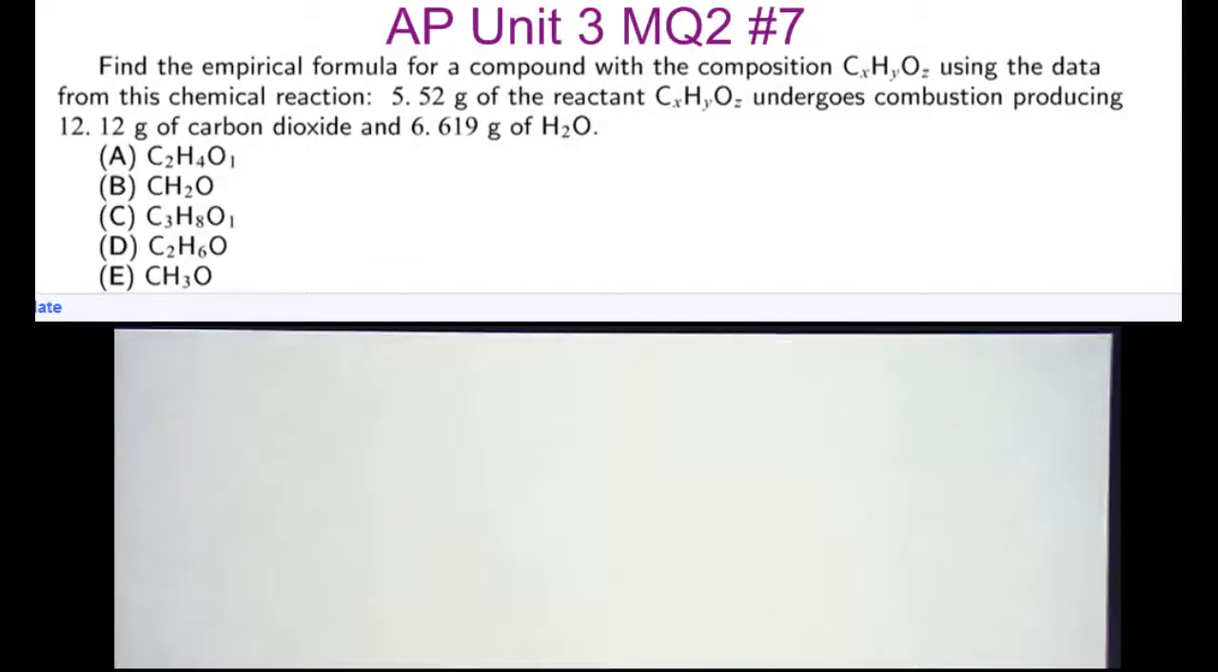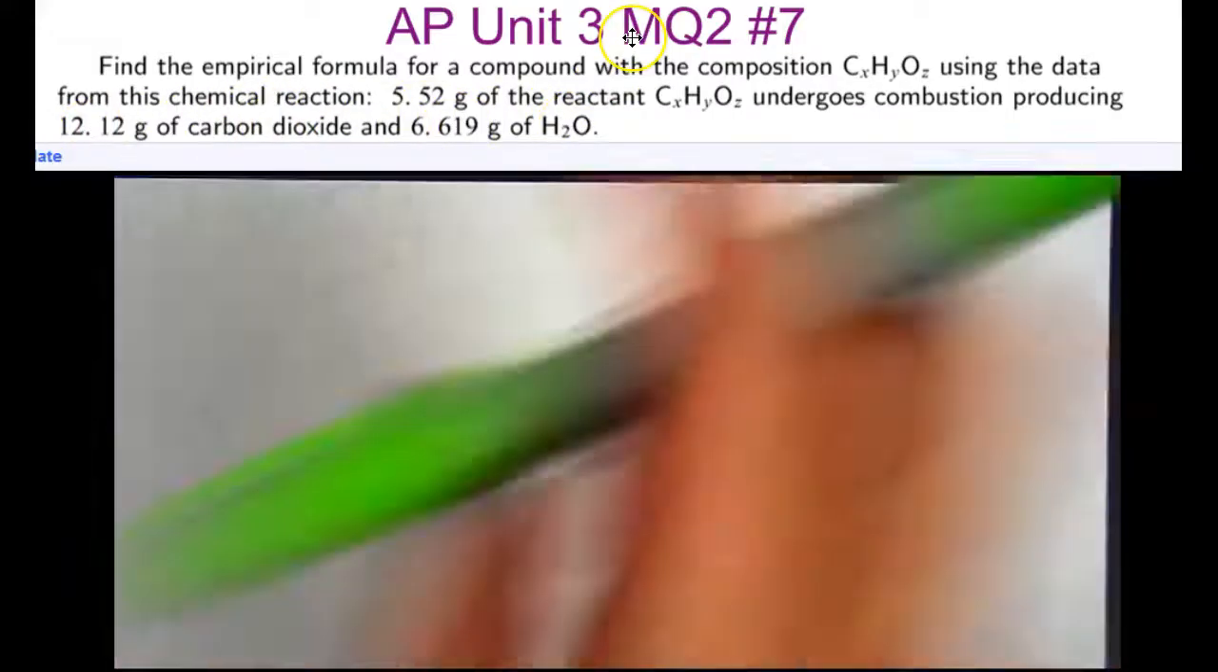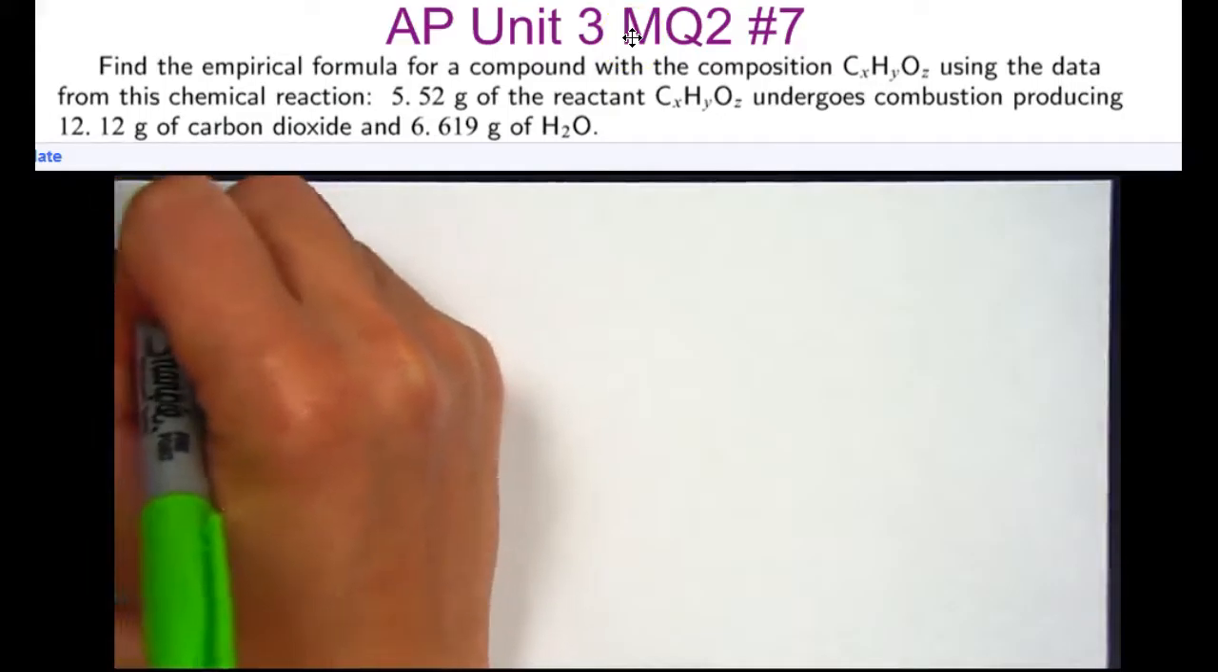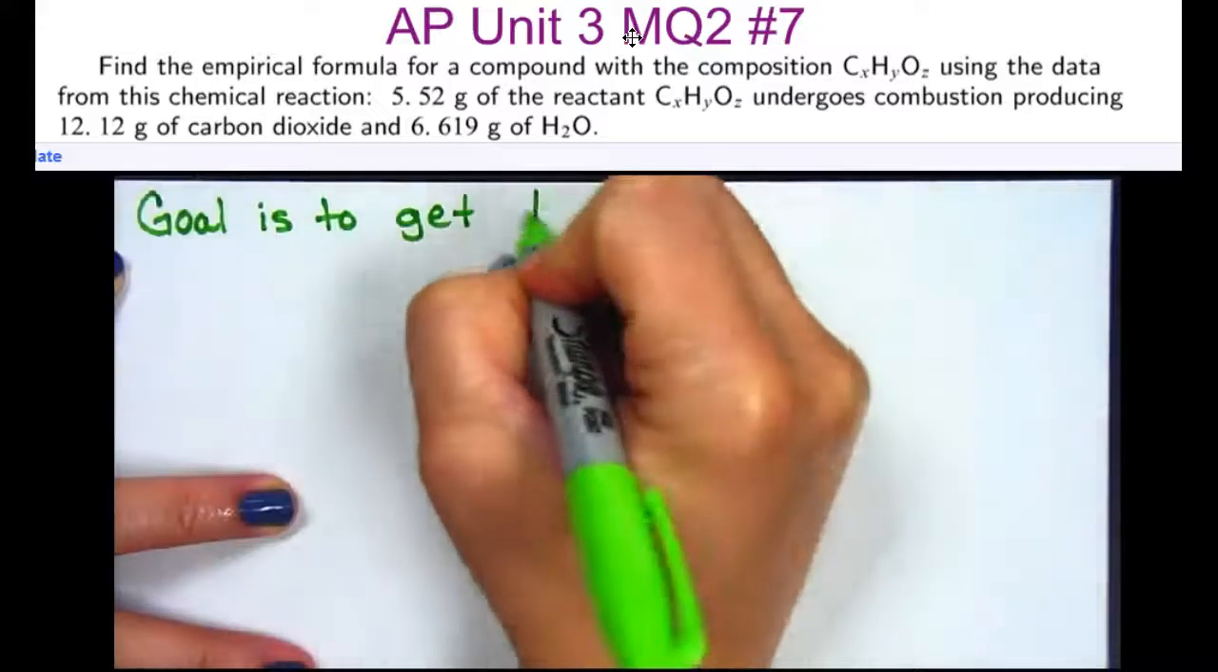This problem is known as a combustion analysis, where we're going to find the empirical formula for a compound with an unknown composition using the data from a chemical reaction where it has undergone combustion and given us a certain amount of each of its products. We are given the amount of the reactant initially and then the amount of the carbon dioxide and the water that is produced. So first, consider that majority of the time in chemistry, your goal is to get to mole.